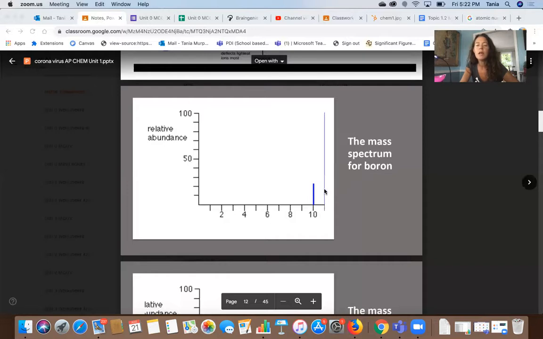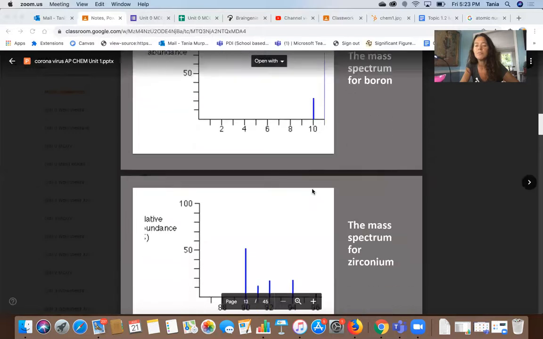So from reading this, I could see that boron has two naturally occurring isotopes, and that boron's average atomic mass, the one that's located on the periodic table, should lie right around here. Definitely much closer to this line because it's so much more abundant than this line, which is less abundant.